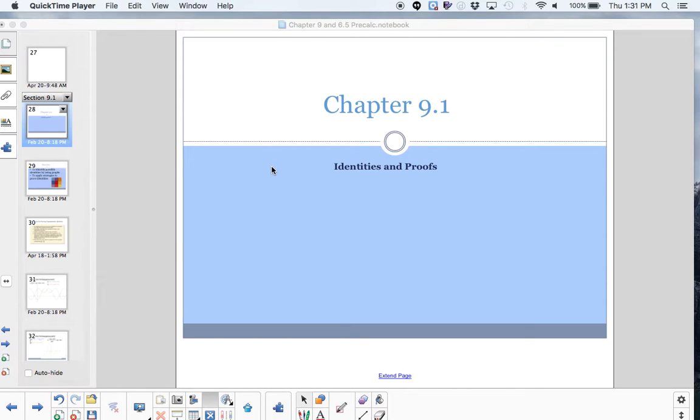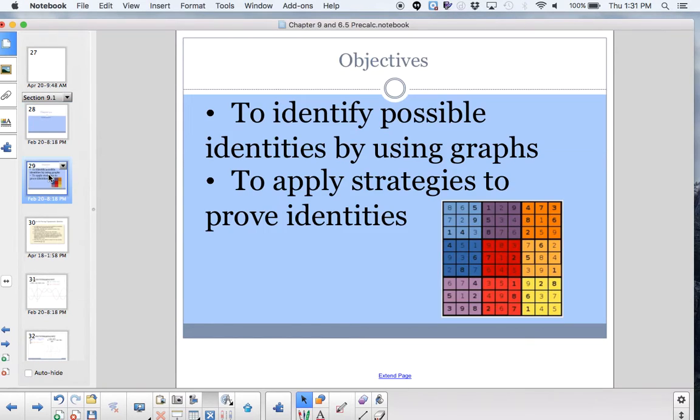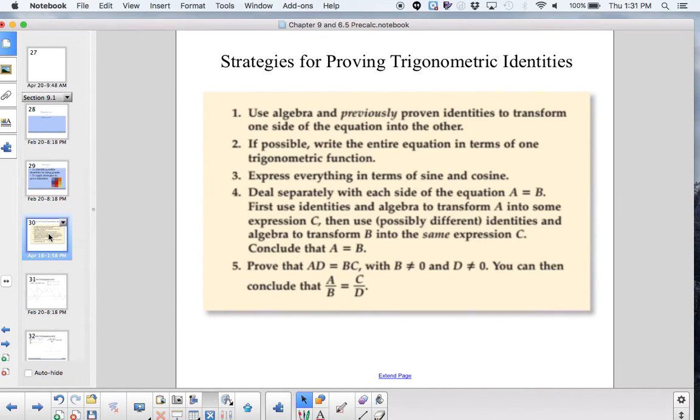Section 9.1 is what I will be covering today, and in Section 9.1 we're going to be identifying possible identities using graphs, and we're also going to apply algebraic strategies to prove identities. So I'm going to start out with a couple of strategies when you're proving these.